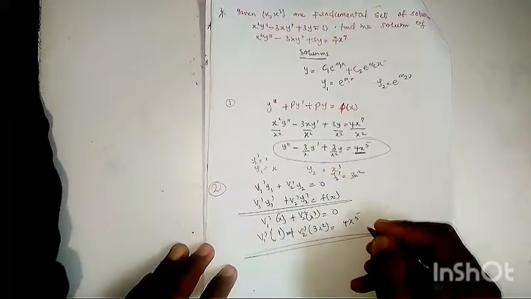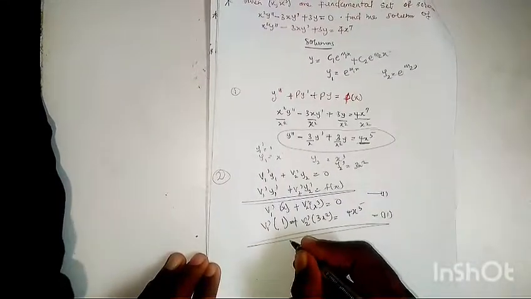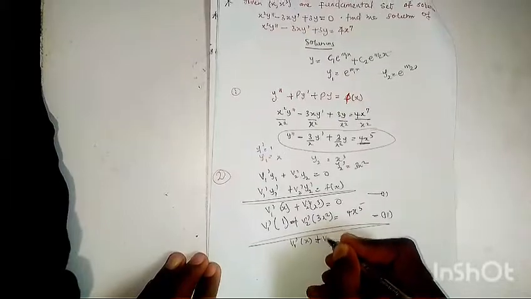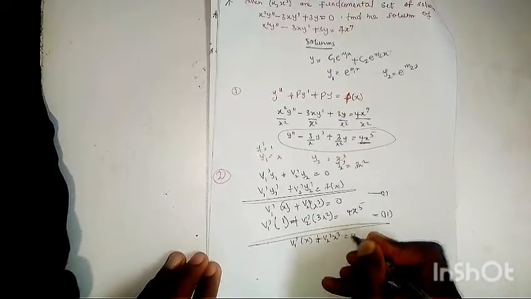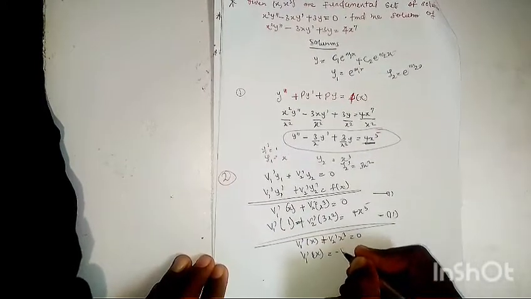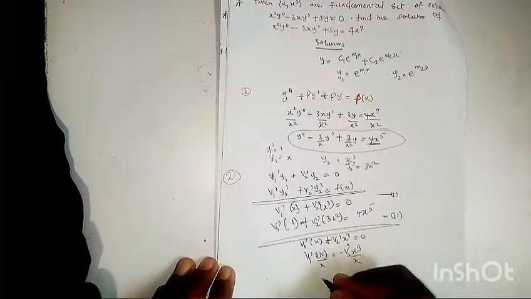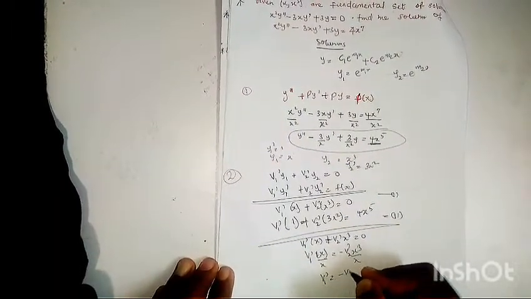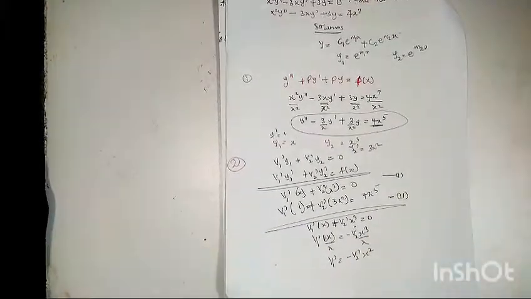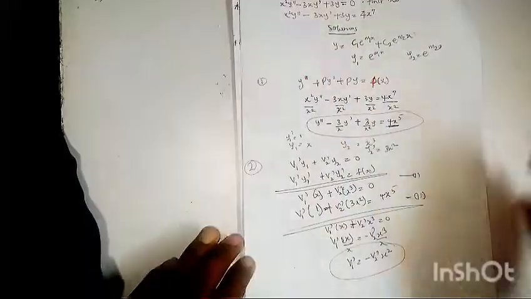So solving the two equations, I take this to be equation 1 and the other equation 2. From equation 1, v1 prime x plus v2 prime x raised to the power 3 equals 0. Taking the other to the other side, v1 prime x equals minus v2 prime x raised to the power 3. Dividing both sides by x, my v1 prime is equal to minus v2 prime x raised to the power 2. So I can substitute this equation into my second equation.